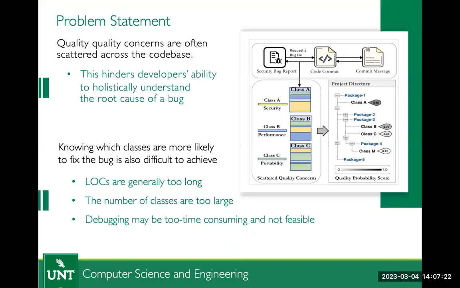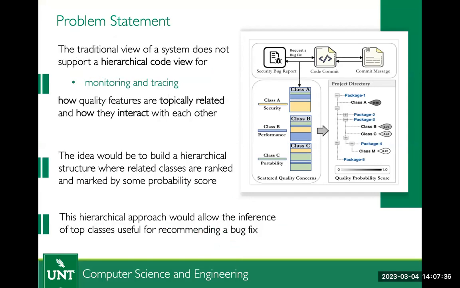Quality bugs are difficult to detect because the implemented features are scattered across the code base, and the scattered information generally prevents software developers from holistically understanding the root cause of quality bugs. The traditional view of a system does not support a hierarchical code view for monitoring and tracing how quality features are topically related and how they actually interact with each other.